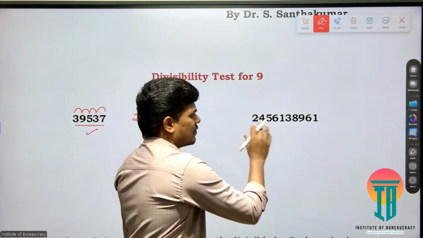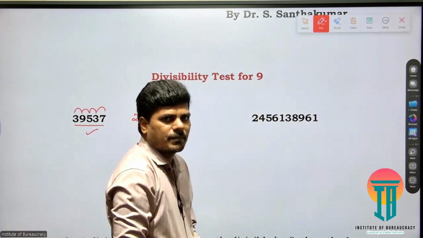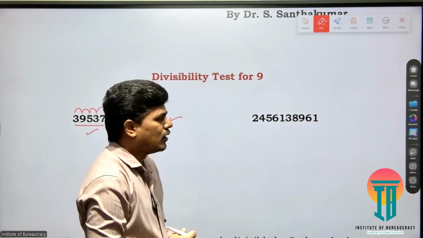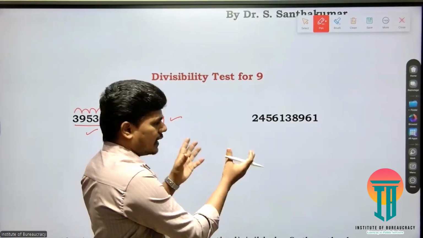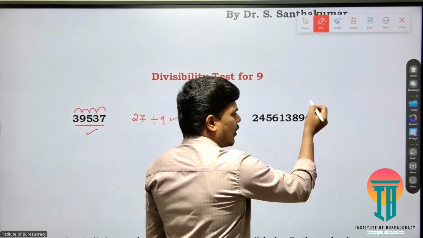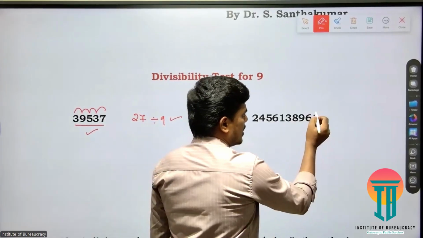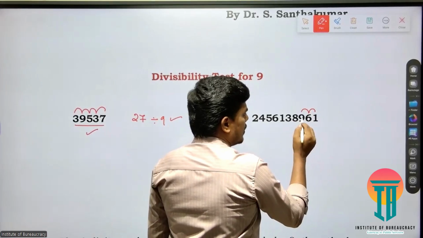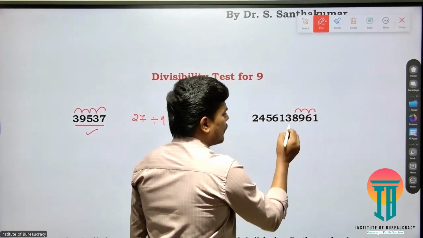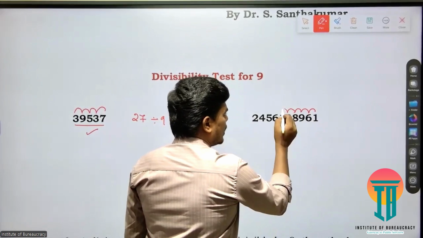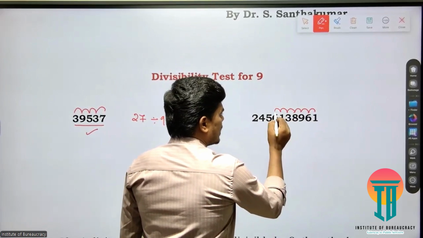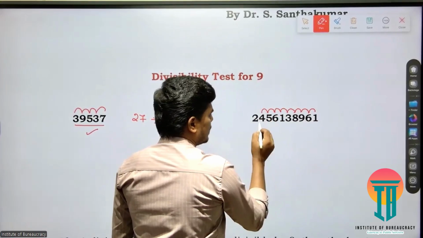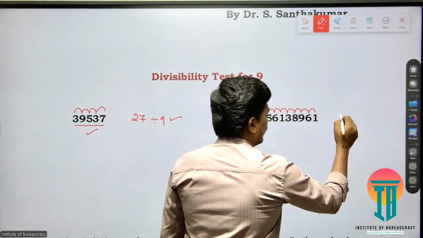Now let's take this example. It has huge digits. So how do you check whether this number is divisible by 9 or not? Same logic you apply. You have to add all the digits of the given number. It is going to be 7, 16, and then 24, 27, 28, 34, 39, 43. It is going to be 45.